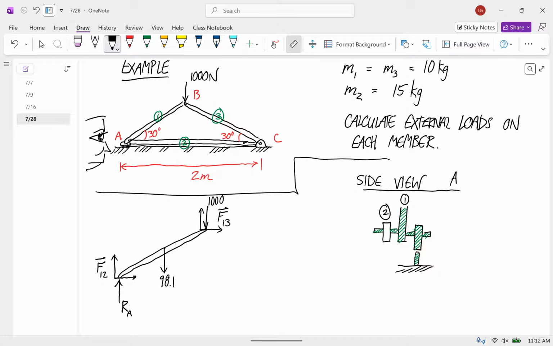Okay. But notice that when we switch to body 2 and draw the free body diagram, if you look at that side view, the ground is not touching member 2. So there's not going to be any reaction force RA acting on member 2. Okay.